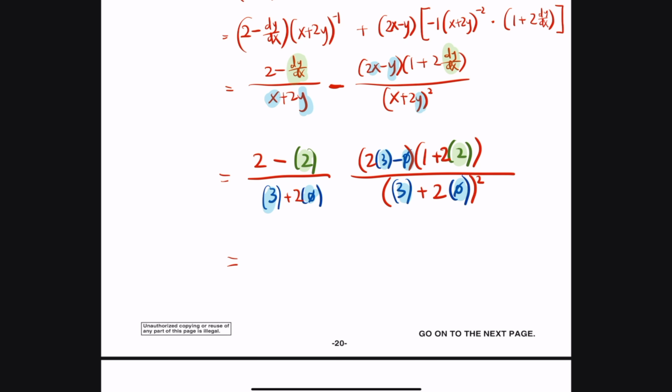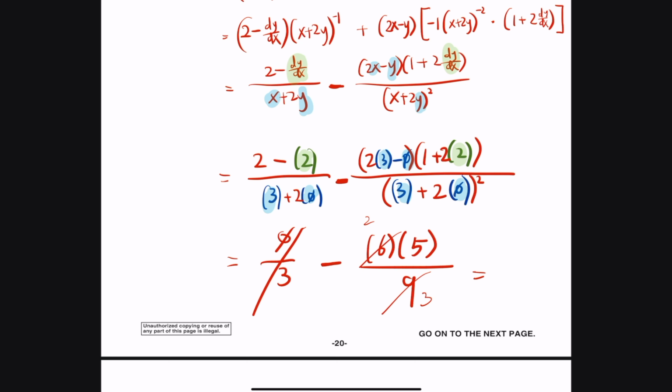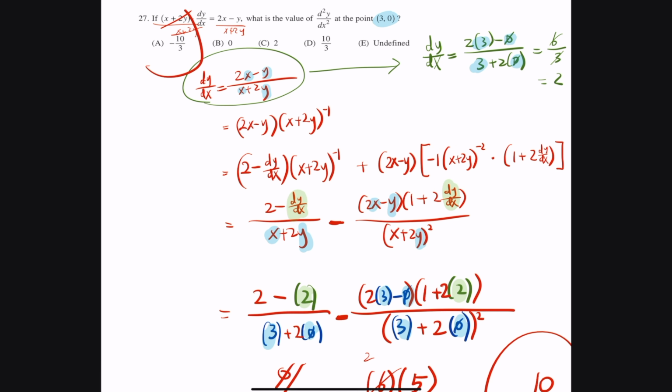So here we go. That's just going to be 0 over 3, which goes away. And then minus, what do we have? We have 6 times 5 all over 3 squared, which is a 9. So you can cancel 3's. That's going to be a 2 over a 3. So that's going to be negative 10 over 3. That's why answer choice A would be correct.